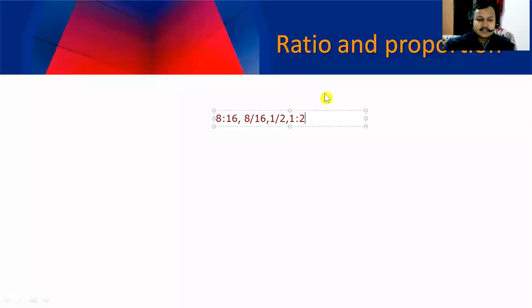So this is the ratio, comparison of numbers or values in terms of fraction as their lowest terms. Ratio 8 is to 16 and ratio 1 is to 2 are the same ratios, not different. This also we have to remember.